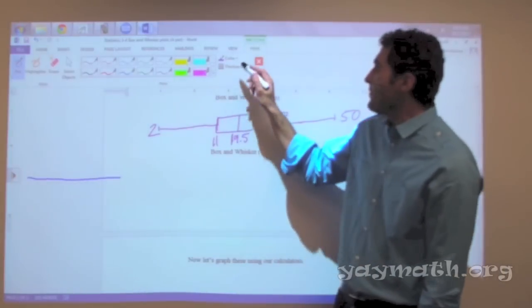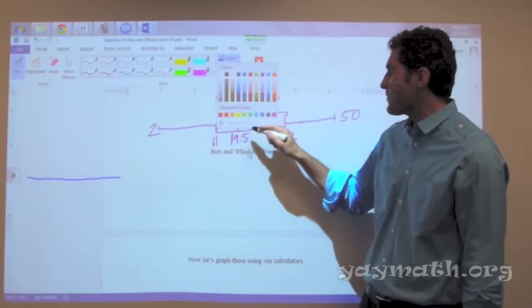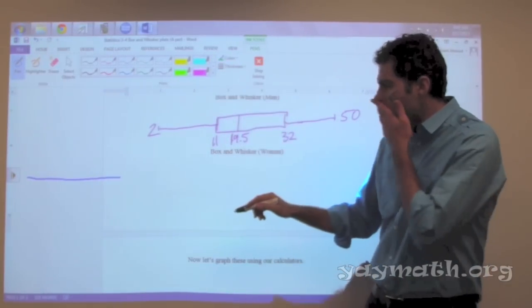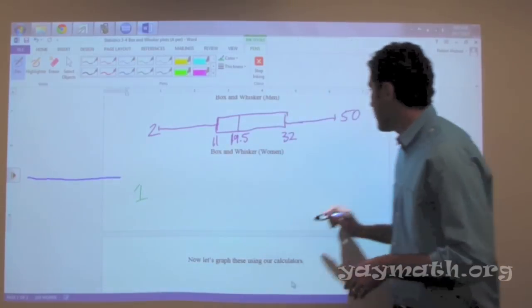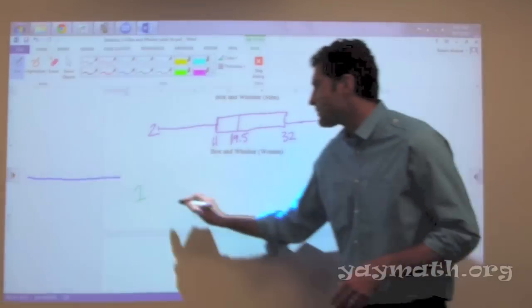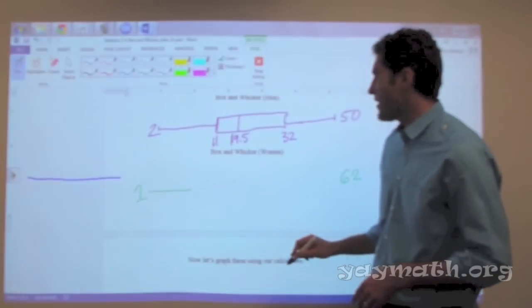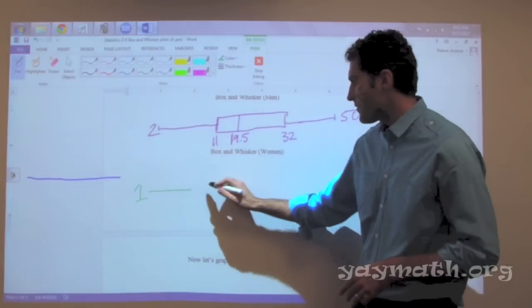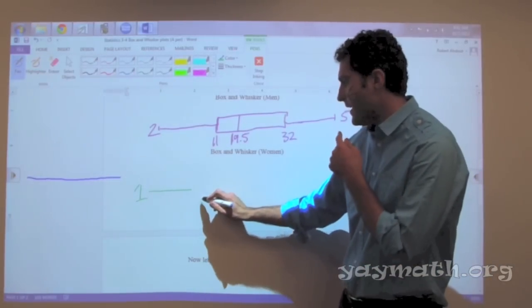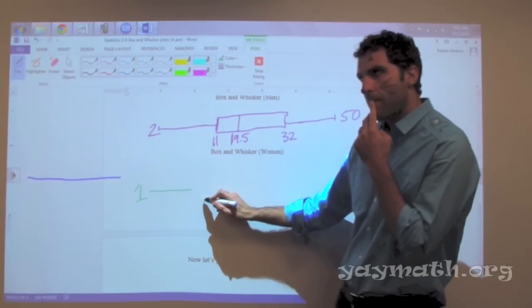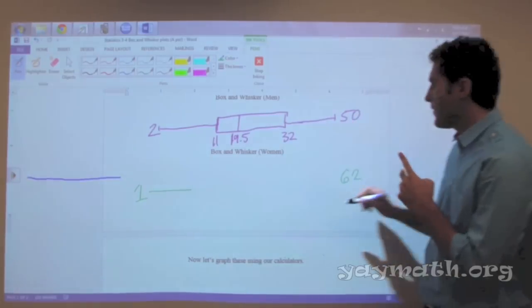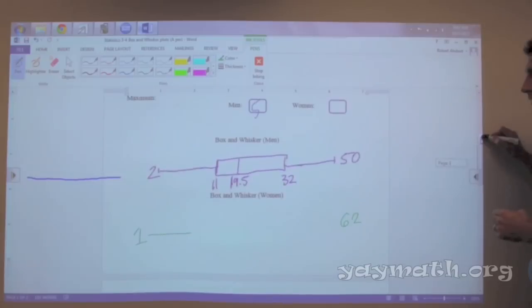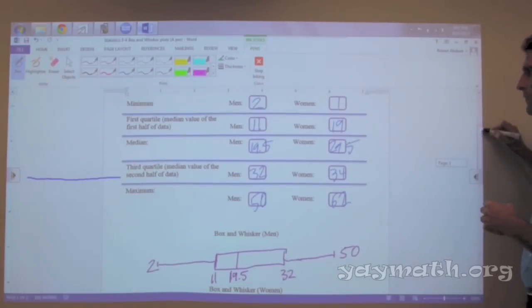So we're doing the min and max for the next one. 1 and 62. So we have 1 here, 62 here. What were the 3 numbers? 19.5, 29.5, 34. No, it was roughly 19 in the middle. I thought it was just 19. Okay, 19 for the first quartile. Yeah, it's just 19.